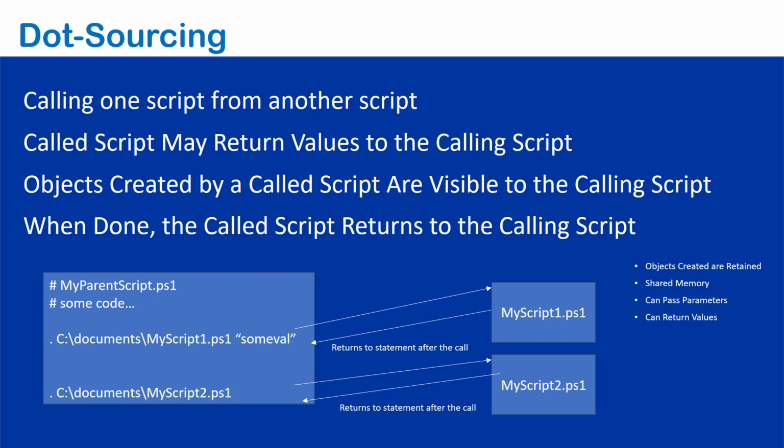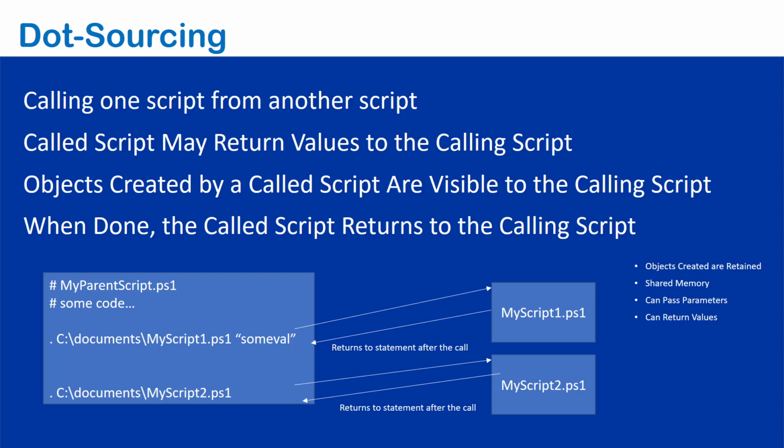So dot sourcing. Dot sourcing is one way in PowerShell to get this reusability. And for calling scripts, it's very powerful compared to, say, the old DOS days. So we'll take a look at this a little more closely. Again, we're calling one script from another. The called script may return values to the calling script, and objects created by the called script are visible to the calling script. And when we're done, the called script returns to the calling script basically in the line after where it was called. So let's look at the diagram in this picture.